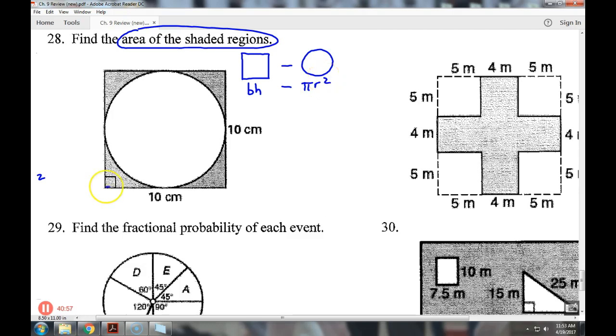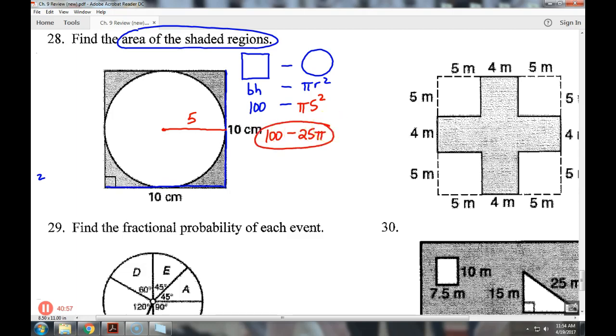So I have a base and I have a height. Base times height, that's 100. And now I need the radius. Well, the radius is halfway across this square. So half of 10 should be 5. So this should be pi times 5 squared. This might be the exact same one that was on our homework. So I finished that. 100 minus 25 pi.